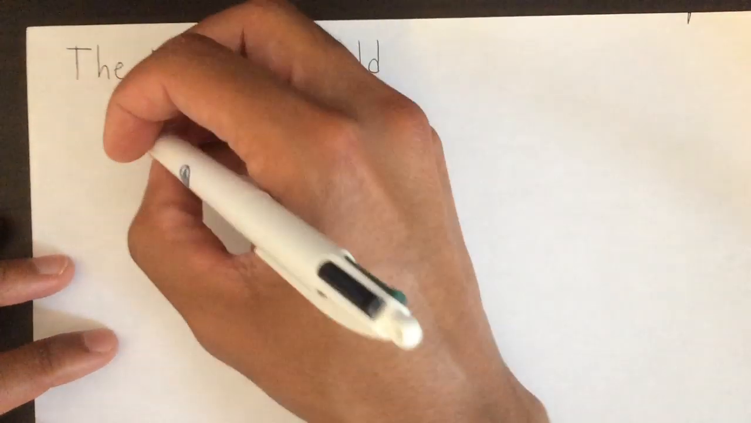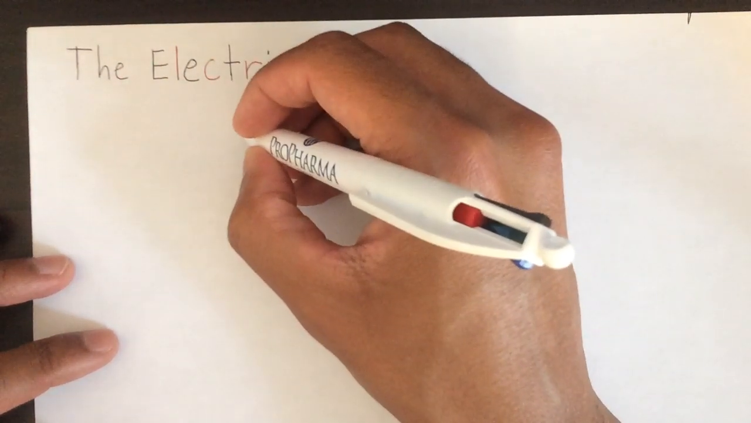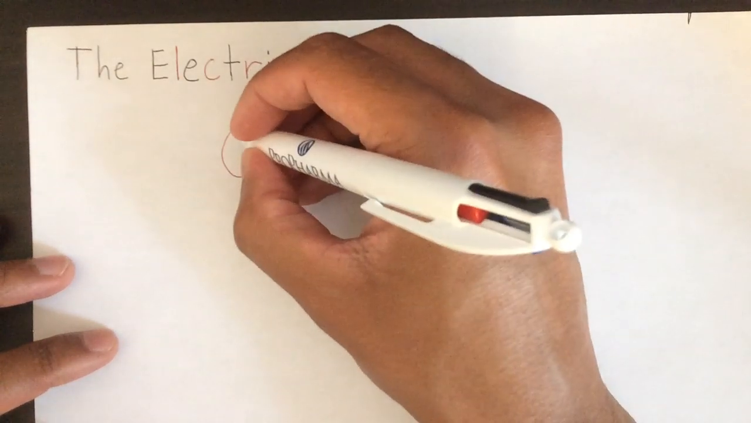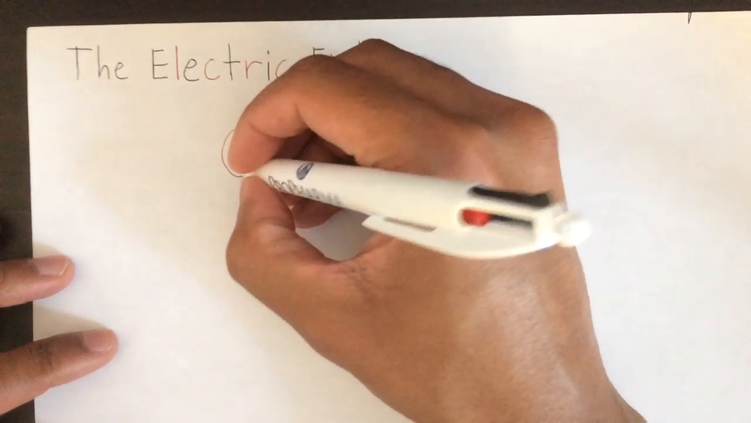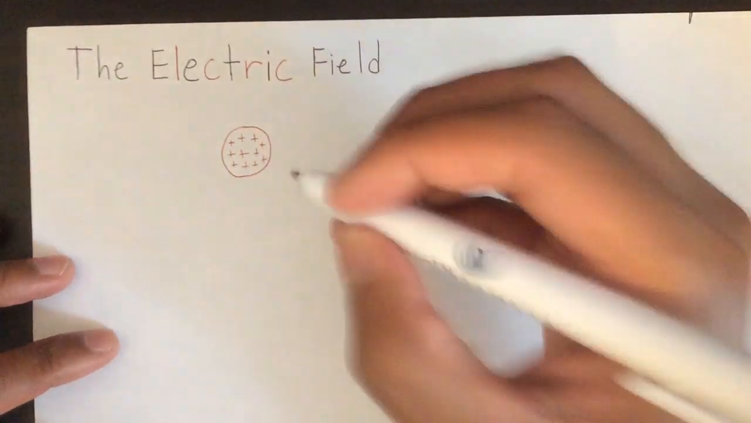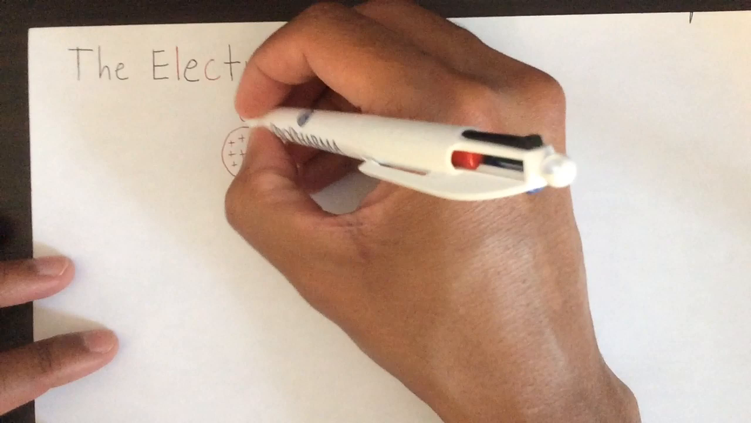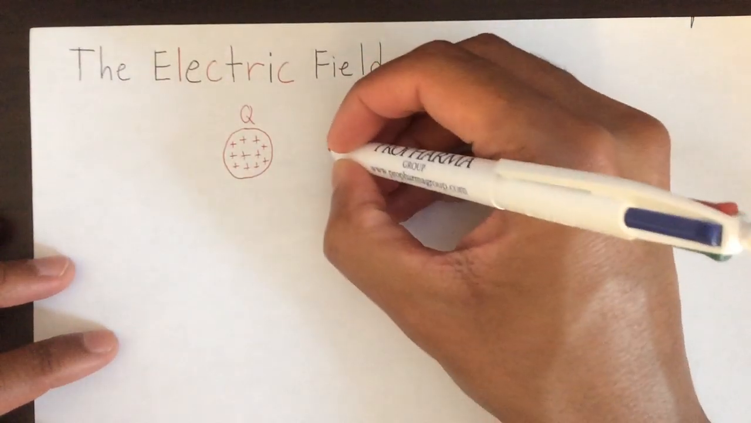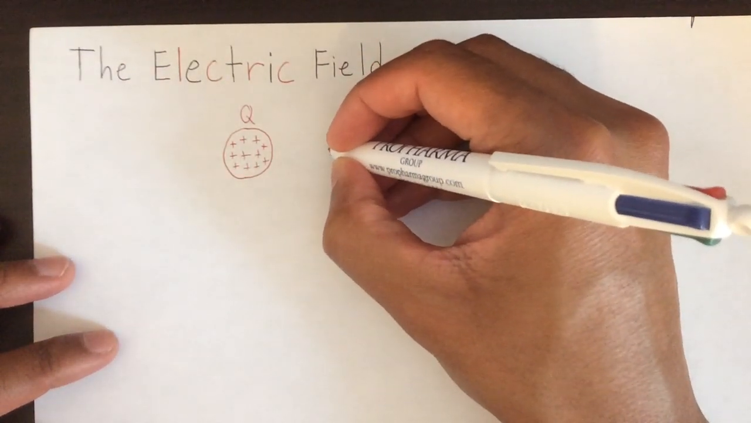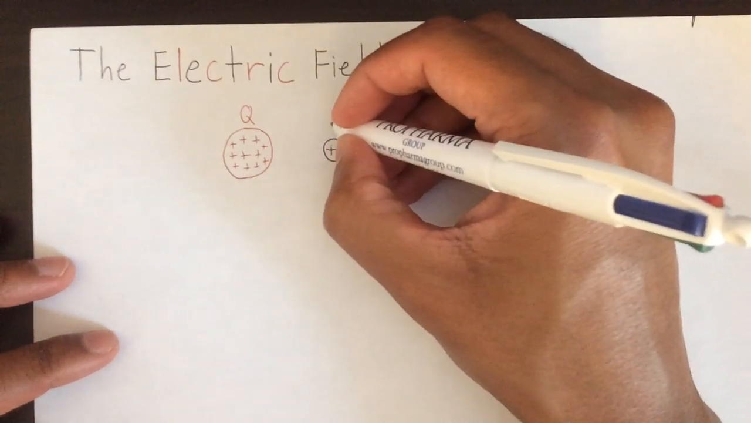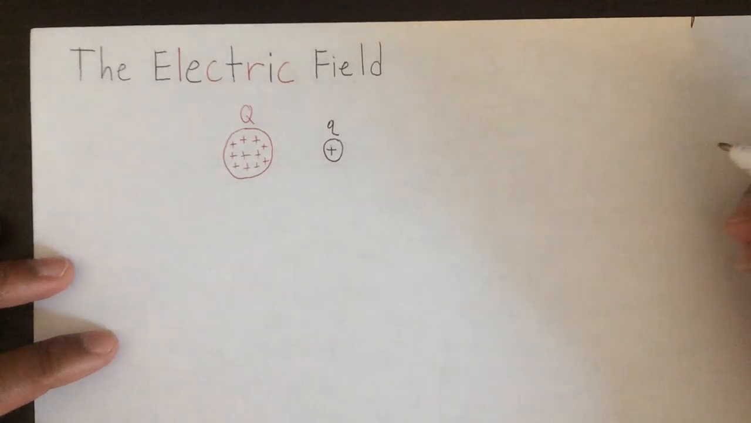So let's assume that we have a pretty big object that has a lot of charge. Well, the object doesn't have to be big, but it has to have a high positive charge associated with it. It's a big positive charge. And let's say we have another object that has a small positive charge, and we're going to denote that by little q.